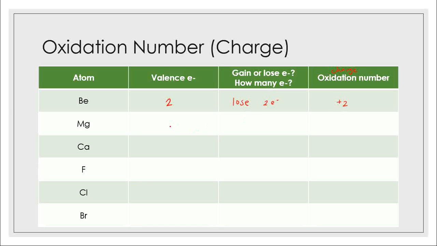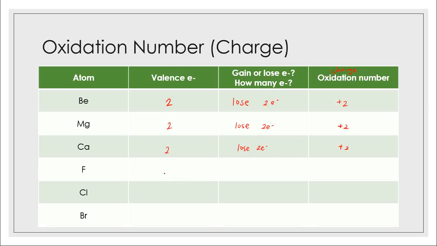What about magnesium? How many valence electrons does it have? It also has 2. Will it gain or lose electrons? It will lose. Why? Because magnesium is a metal. And how many will it lose? It will lose all 2. So the oxidation number here is +2. What about calcium? Calcium also has 2 valence electrons. It will also lose 2 electrons because it is a metal and it wants to lose all of it. And so again, the oxidation number is +2.